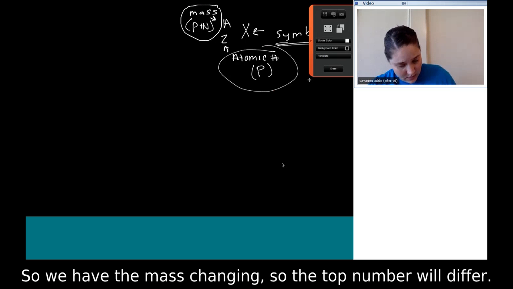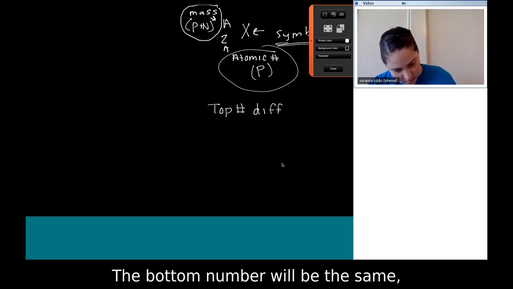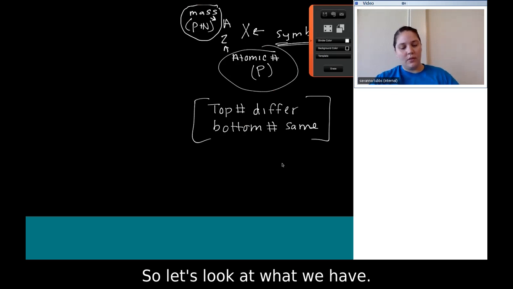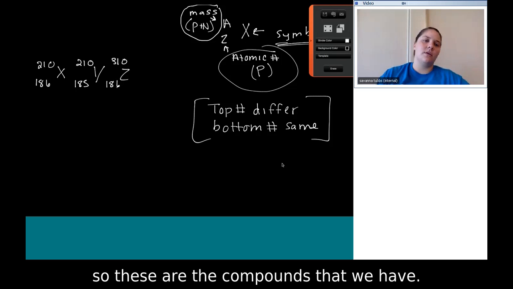So the mass is changing, so the top number will differ. The bottom number will be the same. And that is for it to be an isotope. So let's look at what we have. We have X, Y, and Z. 210, 210, 310, 186, 185, 186. So these are the compounds that we have.